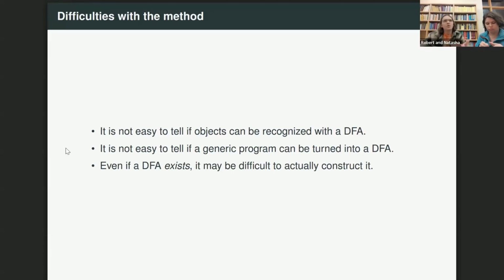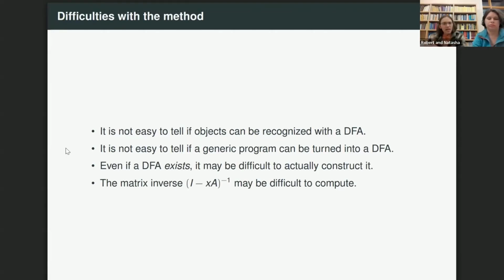Even if you know that a DFA has to exist for some hand-wavy reason, you can say, oh, I'm pretty sure one exists. That doesn't mean that it's easy to actually write it down and figure out what it is. And merely knowing that one exists is not helpful. If you really want concrete information, you have to be able to write down the adjacency matrix or some equivalent representation. And even if you can write this down, the matrix might be so big that the symbolic inverse is too difficult to compute. It might not be feasible to actually do in some amount of time.